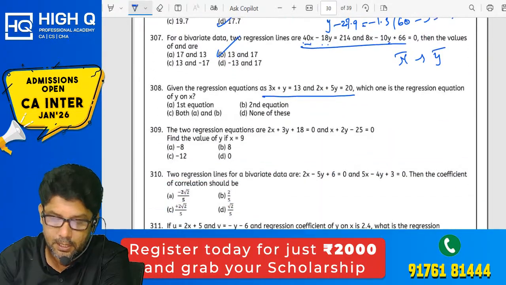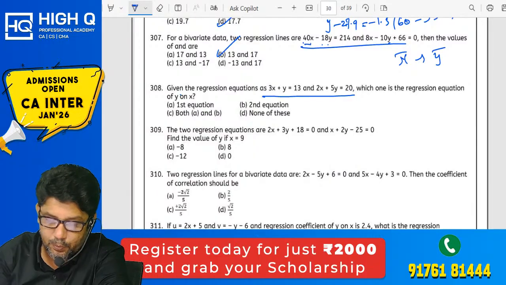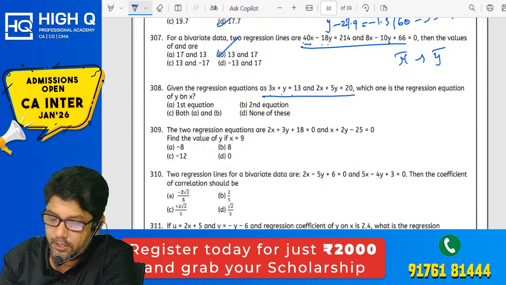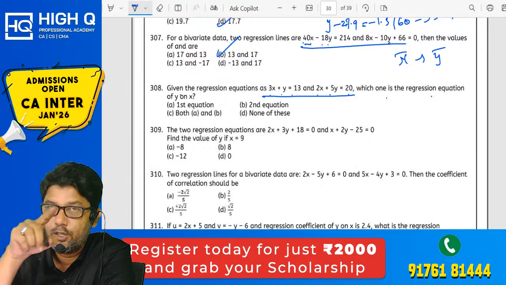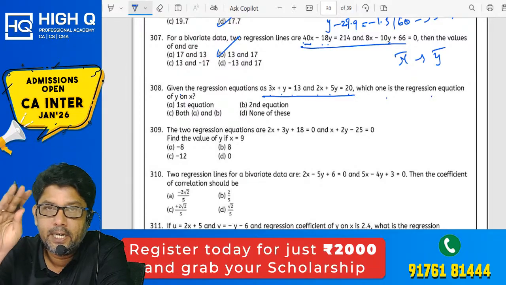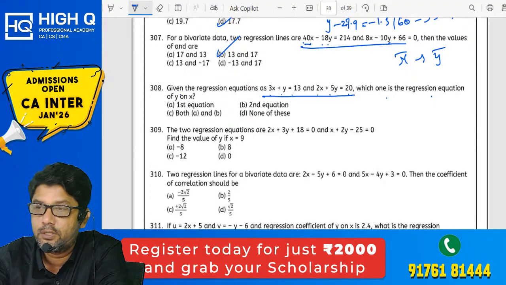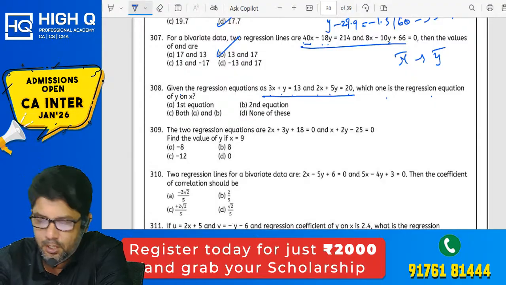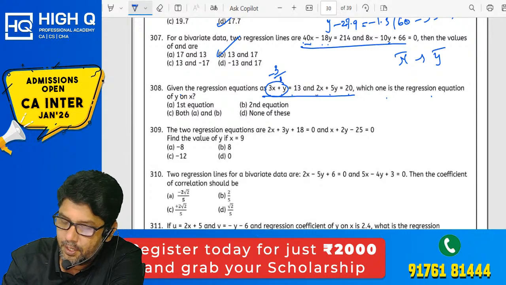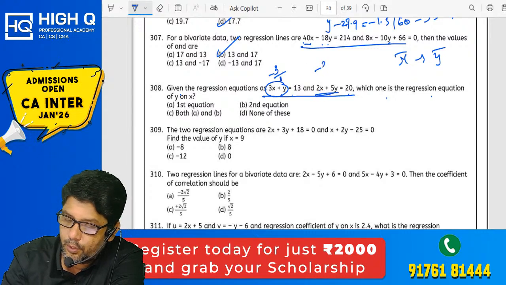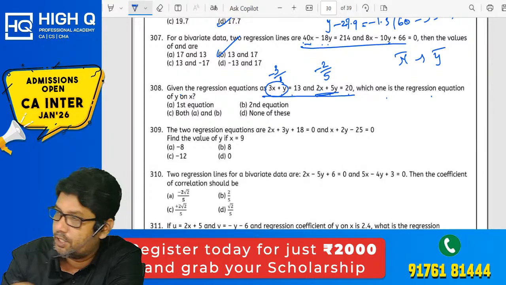Now, given the regression equations, 3x plus y equal to 13, 2x plus 5y equal to 20. Which one is regression equation of y on x? They ask you to find out which one is y on x. My dear, please expect this kind of question in the tomorrow definite question. Simply what to do? Find the slope. Minus coefficient of x divided by coefficient of y.